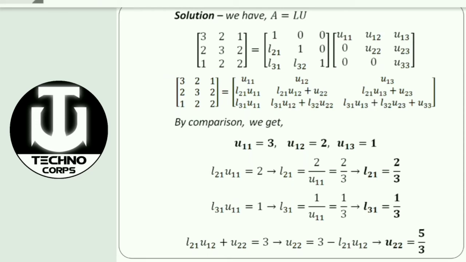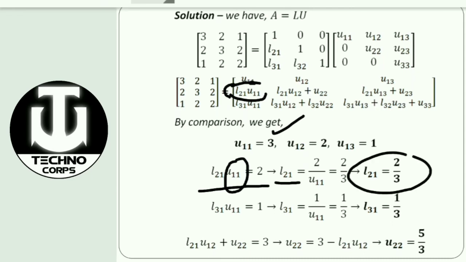So by comparing each element of the left hand side and right hand side matrix, I can write the values of each element. How? U11 will be equal to this value, that is 3. Similarly, U22 will be equal to 2. Similarly, U13 will be equal to 1, and so on. Okay, so here you can see I have written the values. So we got the values of U11, U12 and U13.